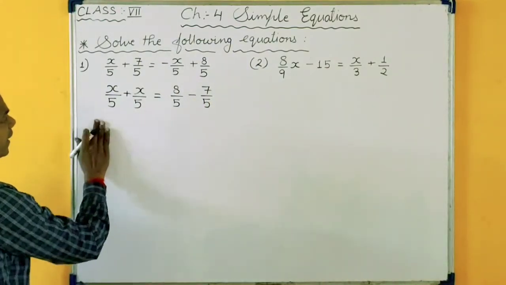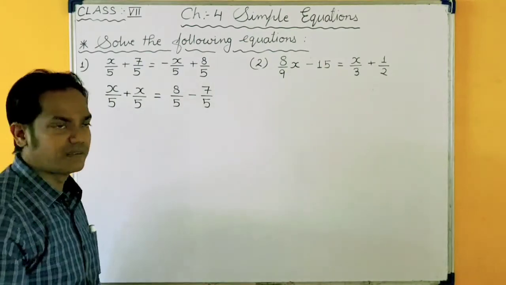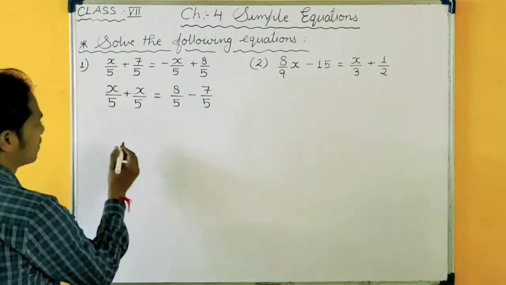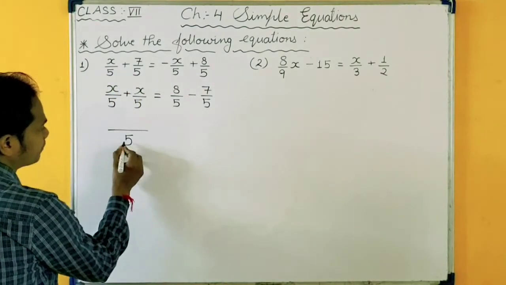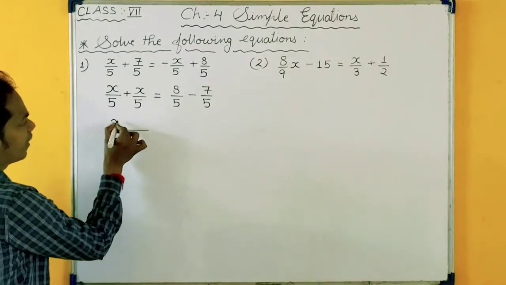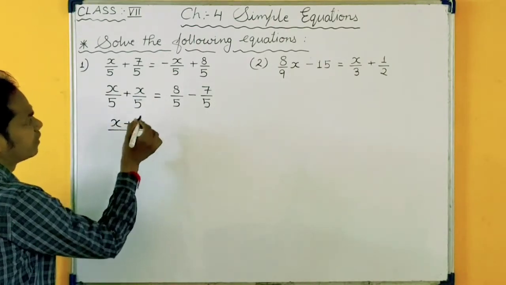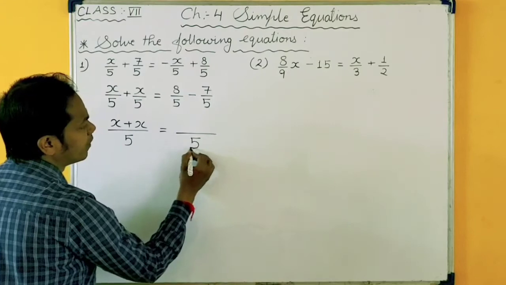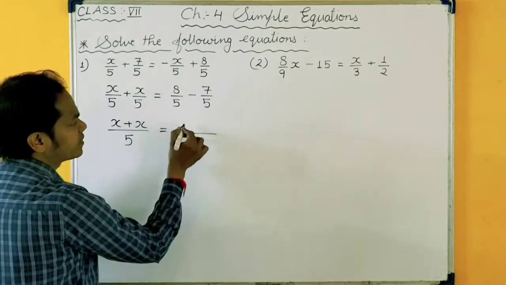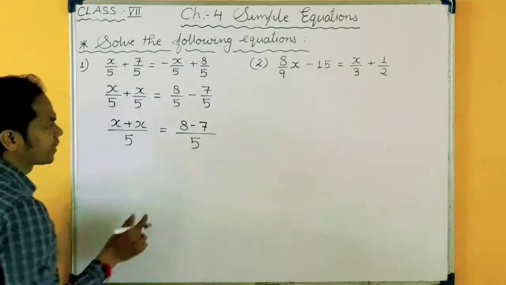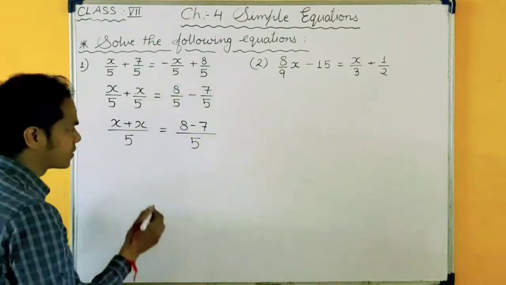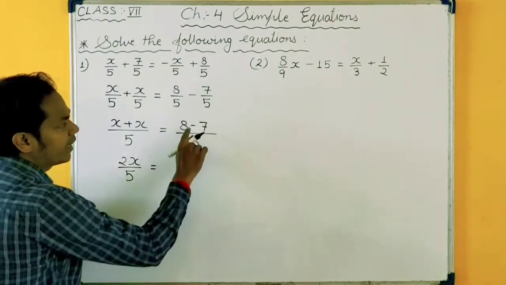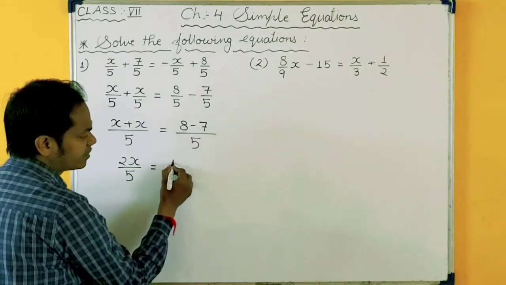Now by taking LCM, what is the LCM of 5 and 5? Actually it is the same number, so there is no need to take LCM. LCM of 5 and 5 is 5. So I will write here x plus x. There will be no change in the numerator. Here also the same, LCM of 5 and 5 is 5. So I will write 8 minus 7. x plus x will become 2x upon 5, and 8 minus 7 is equal to 1.